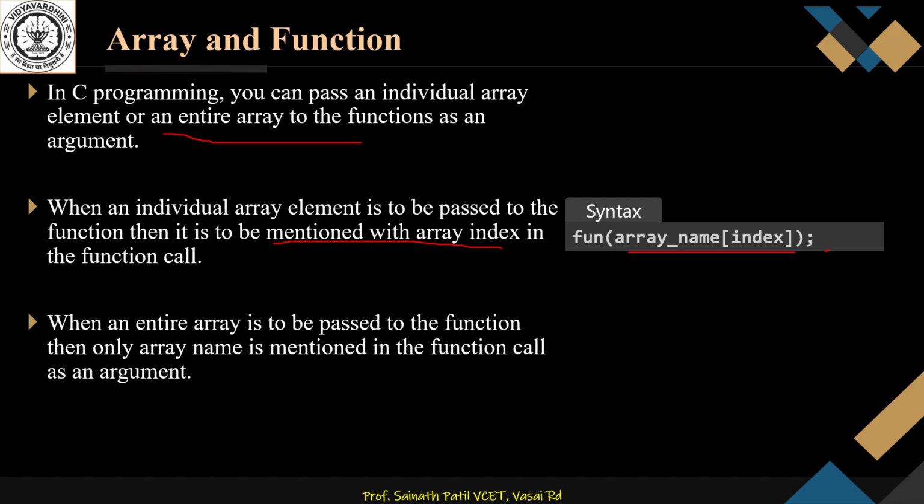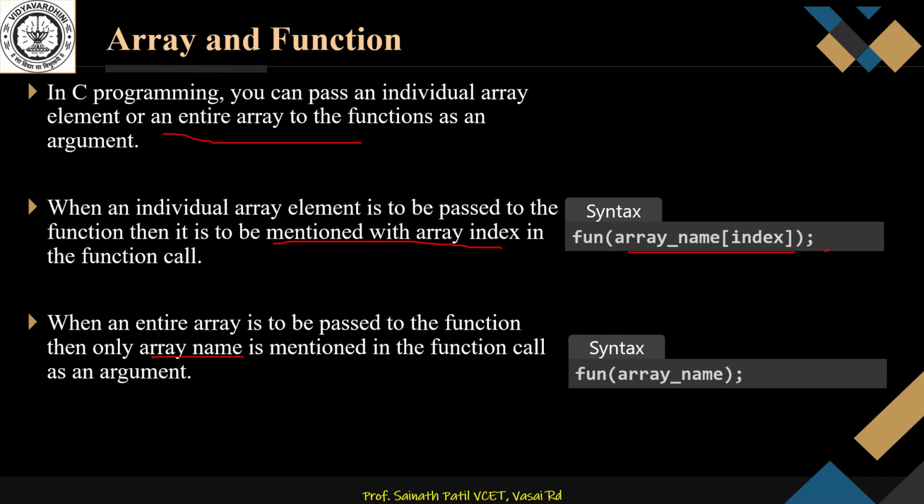But when an entire array is to be passed to the function, only the array name is to be mentioned. That time we don't have to mention anything with the array. Only the array name is to be mentioned in the function call as an argument. The syntax is like this: fun and only the array name. No square brackets, nothing. In the parentheses, we use only the array name, then a semicolon.